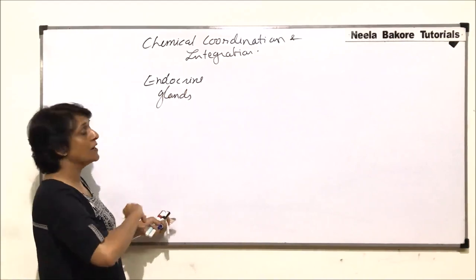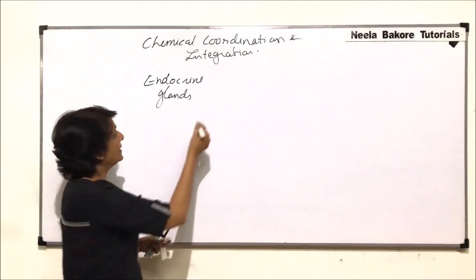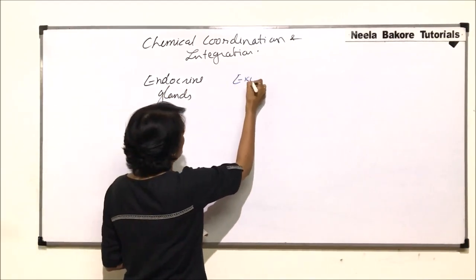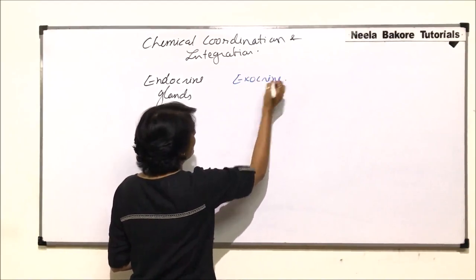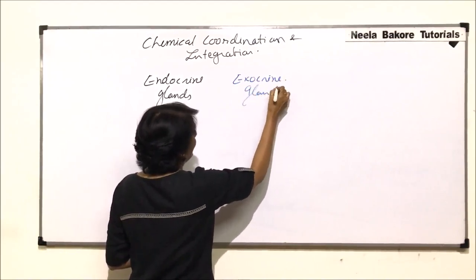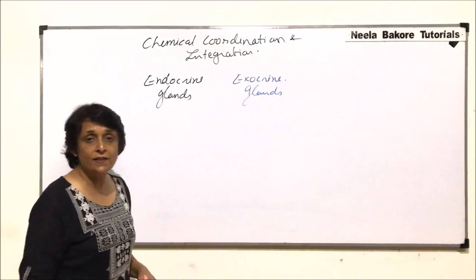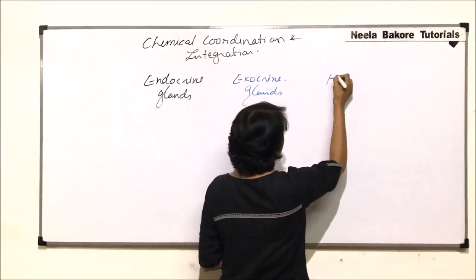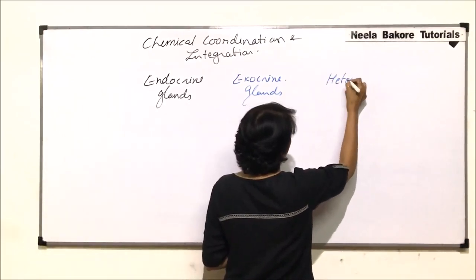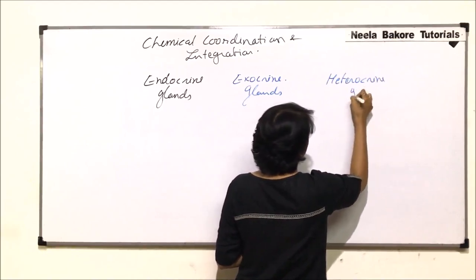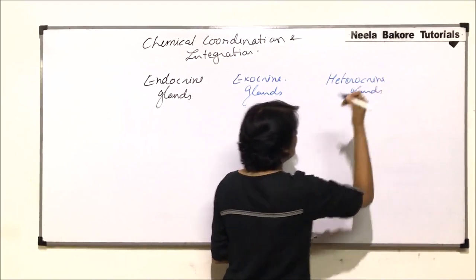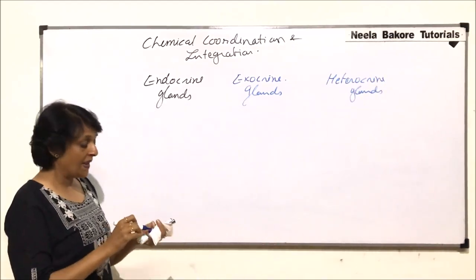The first we are talking of is endocrine gland. The other glands are known as exocrine glands. And the third type of glands are called heterocrine glands. And how do we differentiate between these?